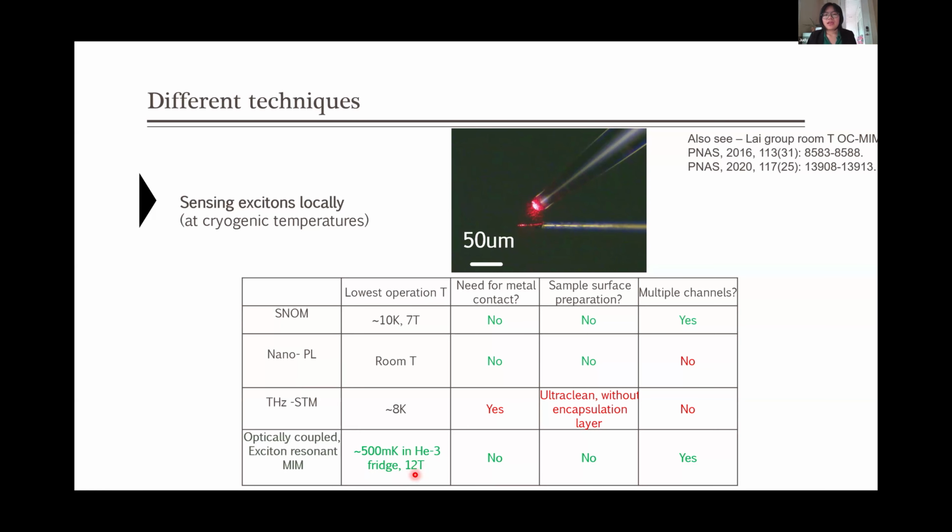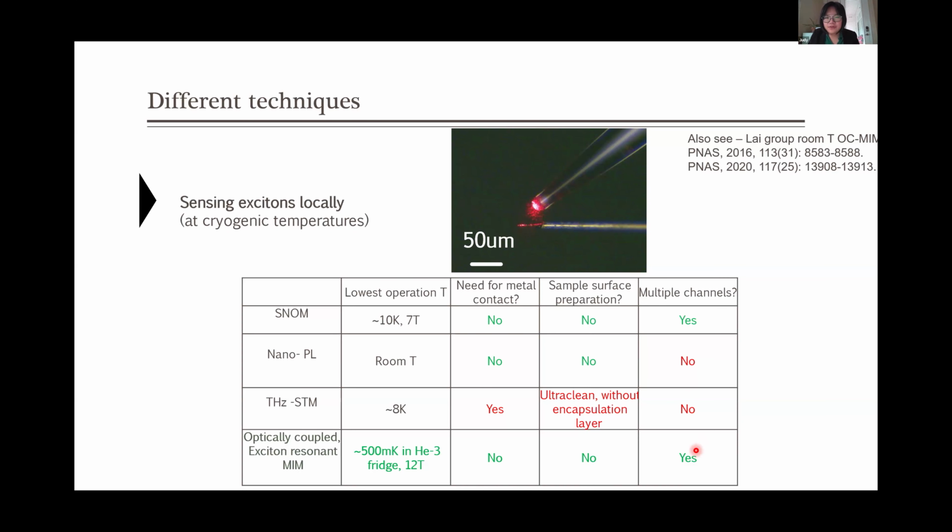and with a large magnetic field. And we have this advantage compared to some optically coupled STM measurements that it doesn't need metal contact, nor any specific surface preparation of the sample, because the microwave can penetrate through all types of polymers and other insulating layers. So you can have encapsulation in your 2D material without a problem. And it has multiple channels for reading out both the phase and the intensity of the microwave reflectance.